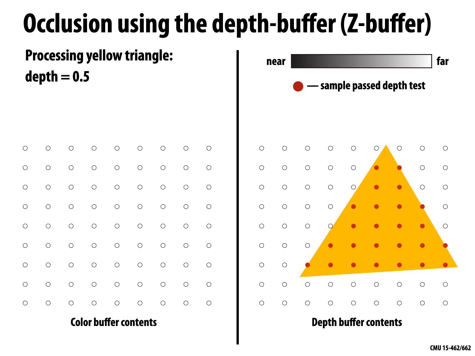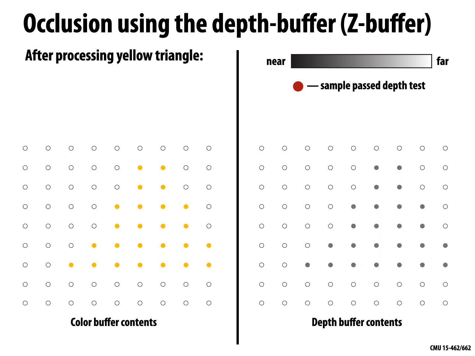In this case, we started out with samples that are all really, really far away, right? The depth buffer, we initialized it to infinity. So when we draw this yellow triangle in, all of those samples pass our depth test. They're all closer than what we had before. And so we can go ahead and say, yeah, those samples pass. We should write the color yellow into the color buffer, and we should update our depth buffer to keep this new closer depth value.